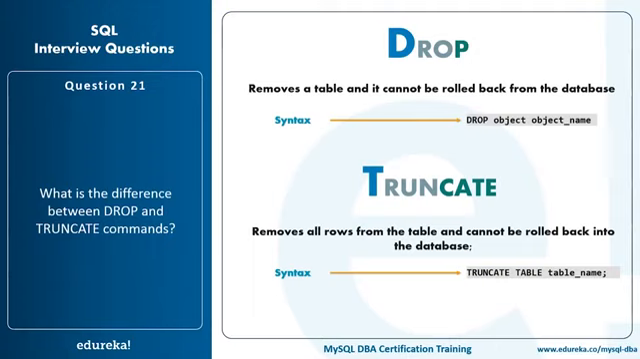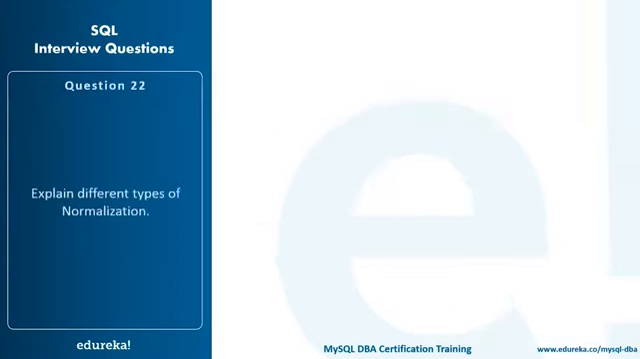The syntax of the drop command is basically drop object and object name, that is basically the table and table name. And the syntax for the truncate command is truncate table and table name. So guys, that was about the drop and the truncate command. Now let's move forward to the next question, that is, what are the different types of normalization?